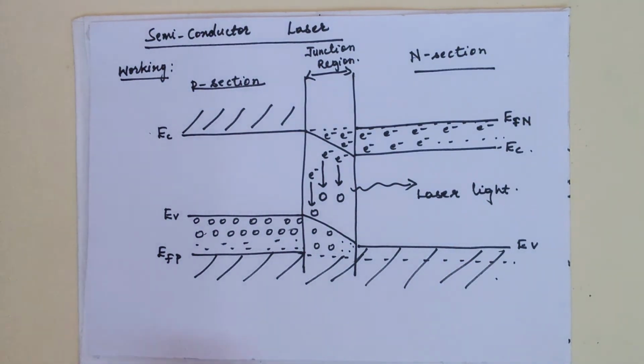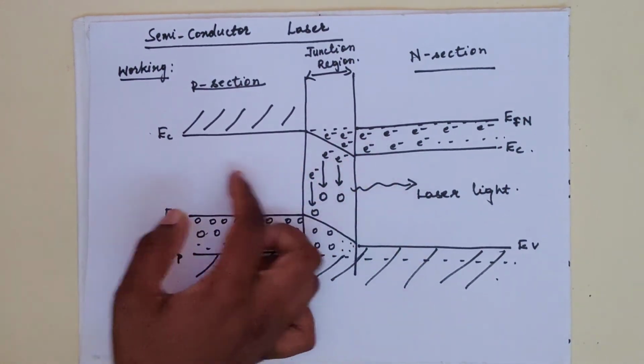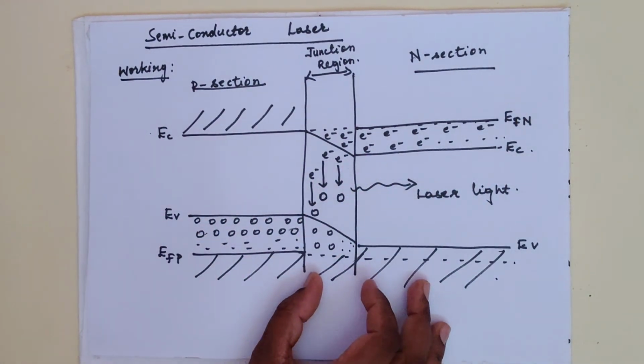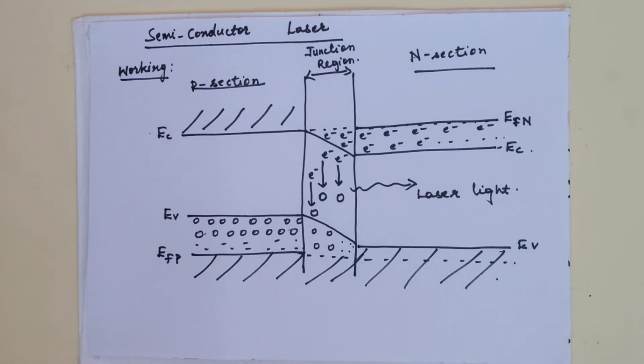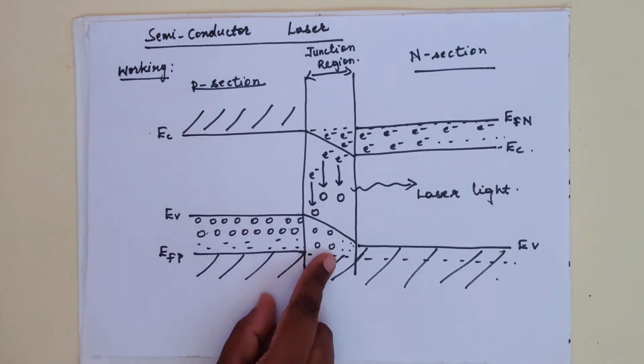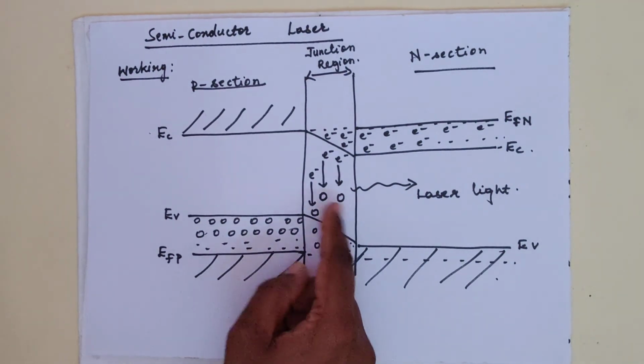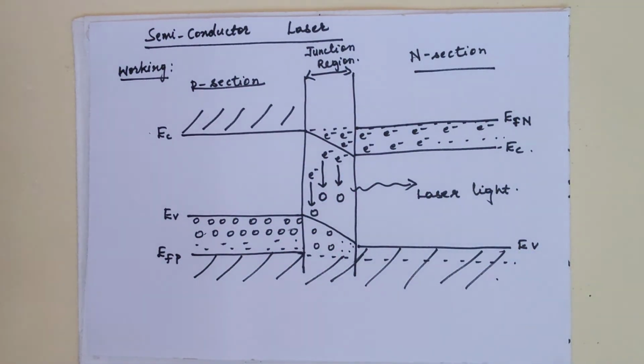So the principle behind the emission of laser in a semiconductor is the recombination of electrons and holes. In a normal semiconductor diode, since the emission is not very powerful, the recombination results in the flow of current in the circuit. Here the recombination of electrons and holes results in the emission of laser light.